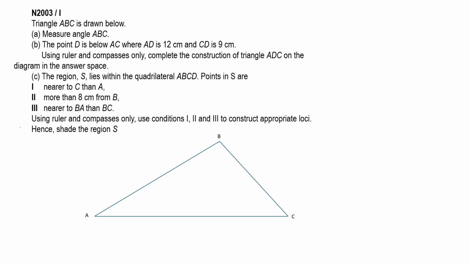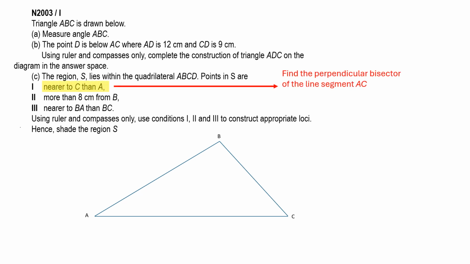Okay, then the next thing is that we will need to find a certain region. The region is called S, and this region S lies inside this quadrilateral ABCD, such that it has to satisfy three conditions. The first condition is that it has to be nearer to C than A. All right, so C and A are two points. Okay, so when you say it has to be nearer to C than A, what we are saying is that we need to find the perpendicular bisector of the line segment AC.